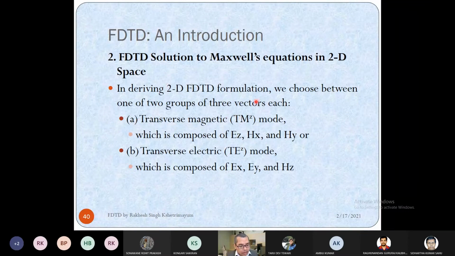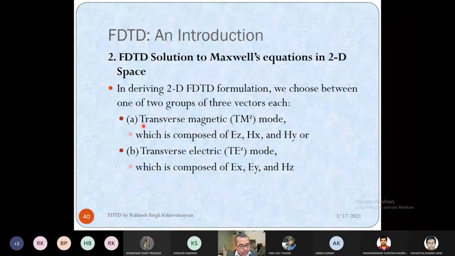In the 2D FDTD, people usually solve it for two cases. One is for transverse magnetic and the other is for transverse electric. And the notation is TMz and TEz. TMz means the magnetic field is perpendicular to the Z direction. TEz means the electric field is perpendicular to the Z direction.